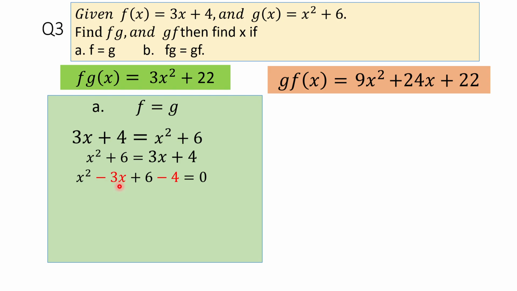Therefore, it becomes negative 3x. And positive 4, move it from right hand side to left hand side. It becomes negative 4. Simplify. You get x squared minus 3x plus 2. Okay, now you have to factorize. This is a quadratic equation.